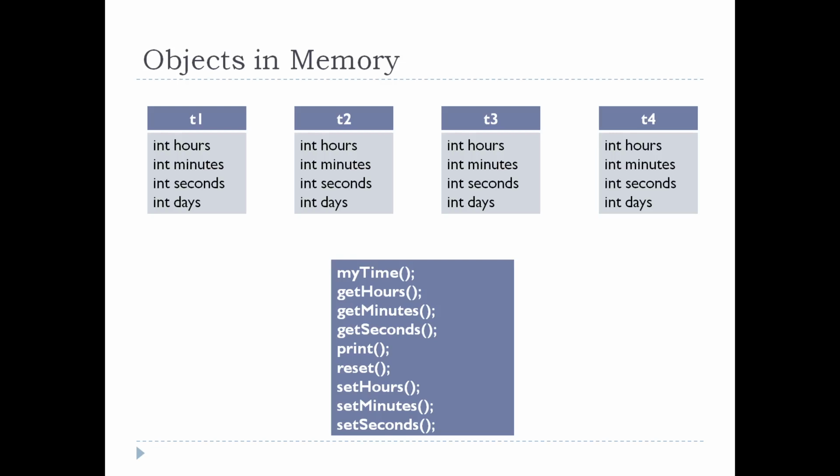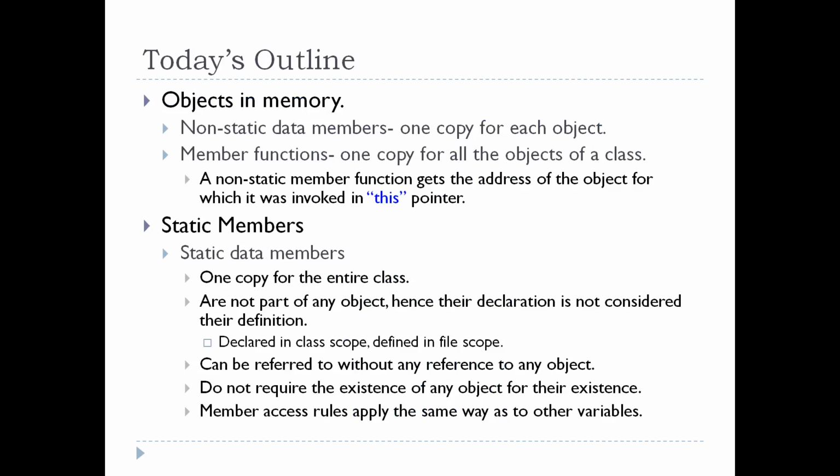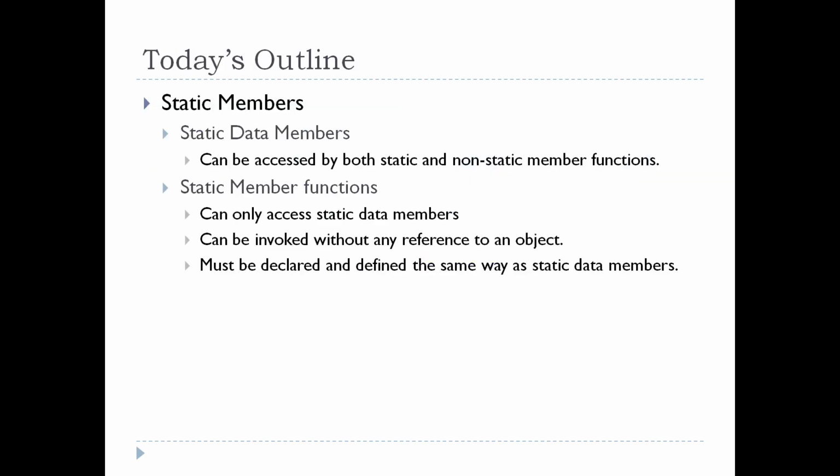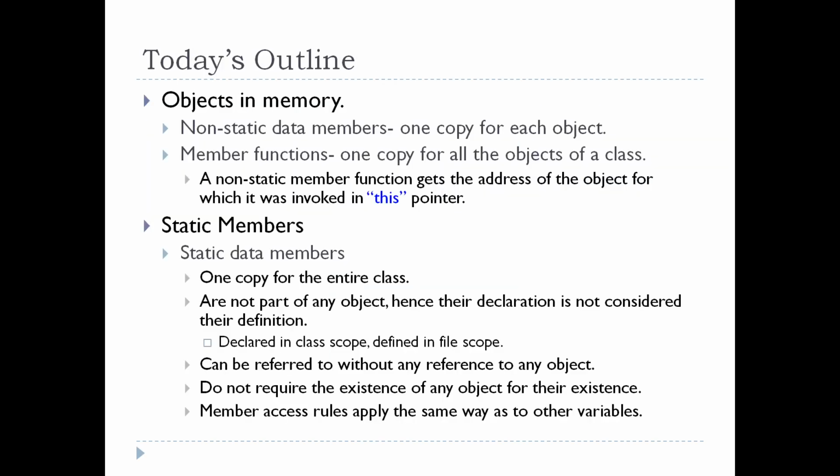For example, if you say get hours, and inside get hours we say return hours, so return which hours? Hours for T1, T2, T3 or T4? The get hours function needs to know about that, and it is given this information through a pointer, and that pointer is called the this pointer. Okay, so we will learn how to use it. This is the first thing that we wanted to talk about in this particular session.